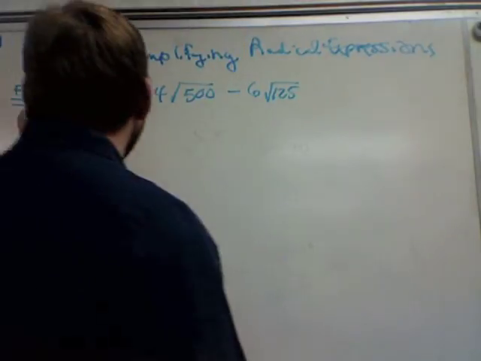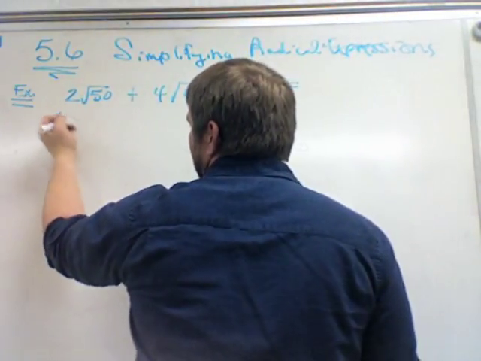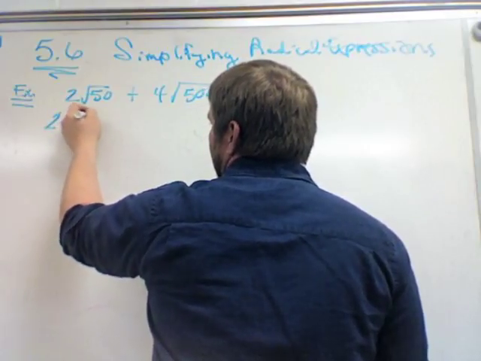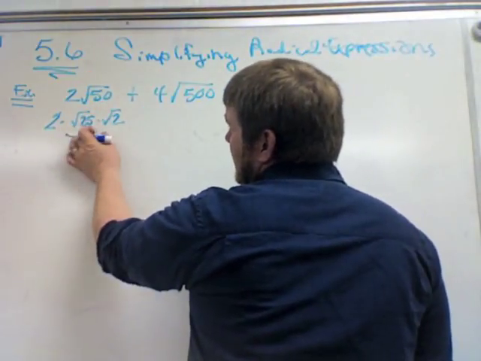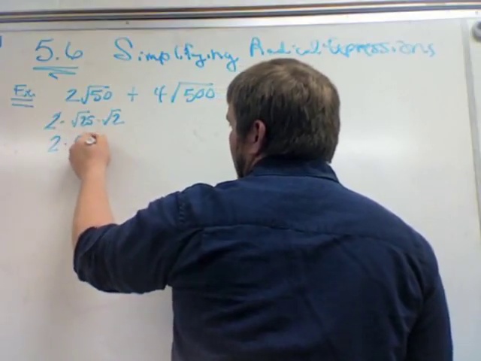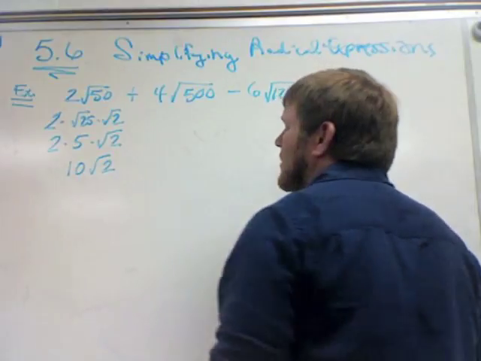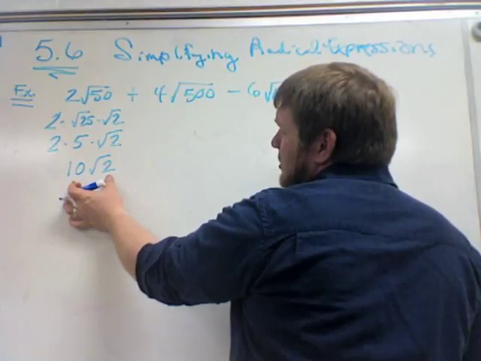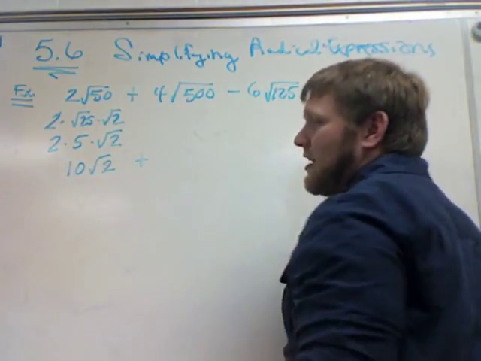The square root of 50. Hopefully, we should notice that the square root of 50 actually factors down into the square root of 25 times the square root of 2. The square root of 25 is actually 5, so I have 2 times 5 times the square root of 2, which is 10 square roots of 2. So that term simplifies down to 10 square roots of 2.